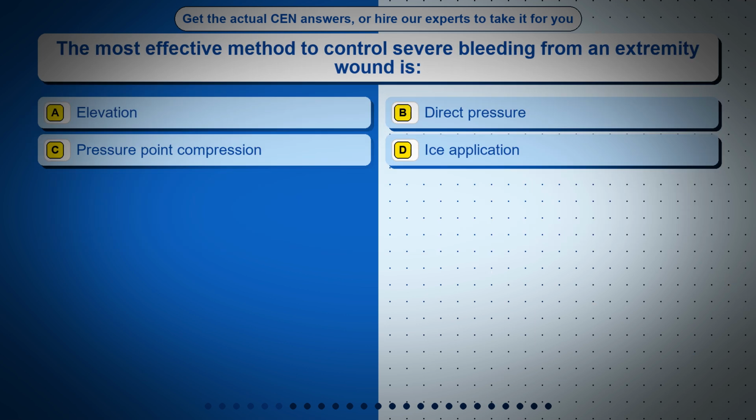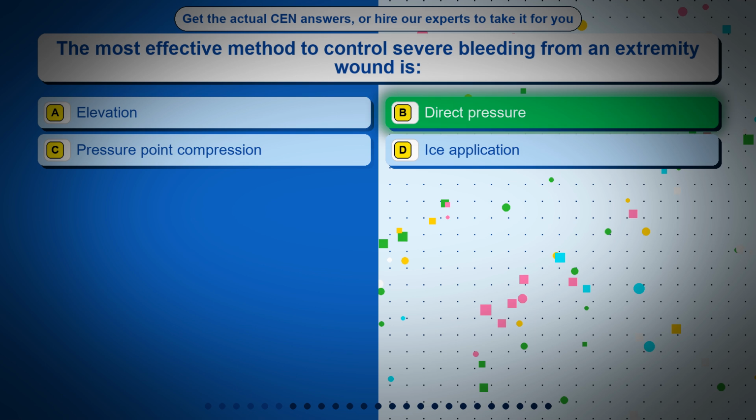Question 6. The most effective method to control severe bleeding from an extremity wound is Option A. Elevation. Option B. Direct pressure. Option C. Pressure point compression. Option D. Ice application. The correct answer is Option B.